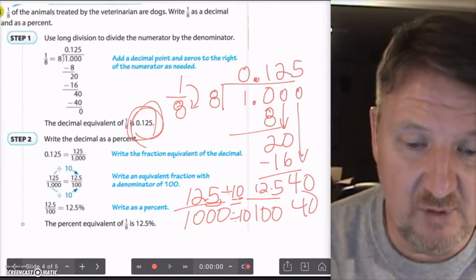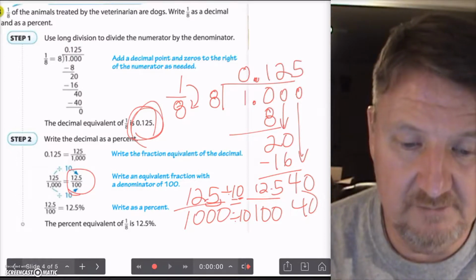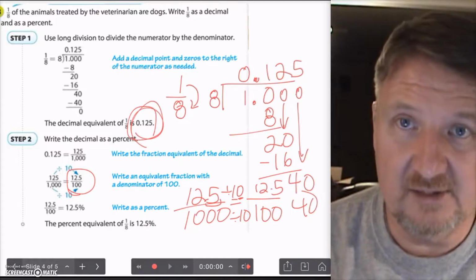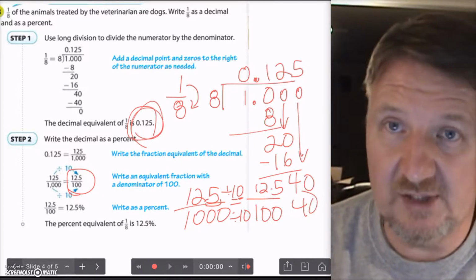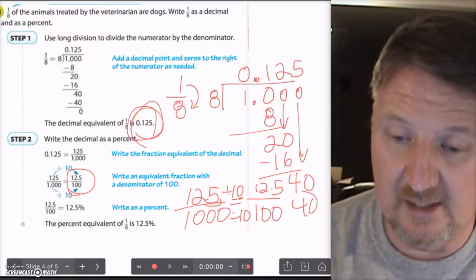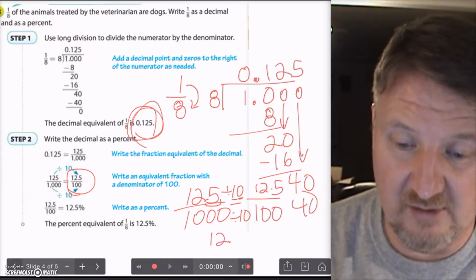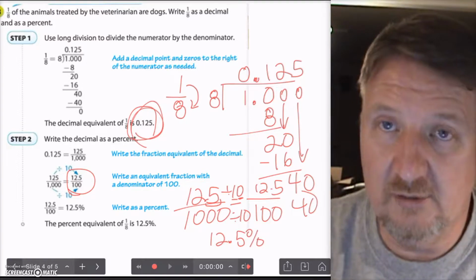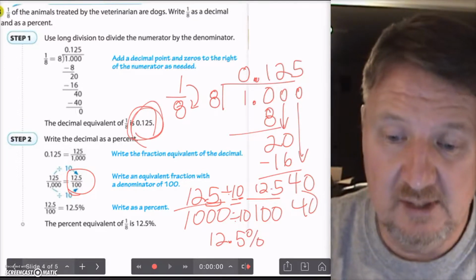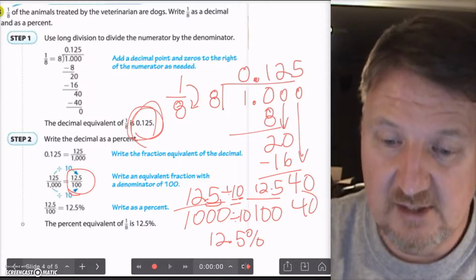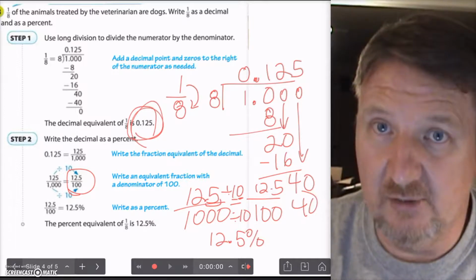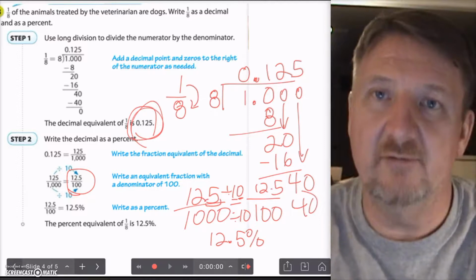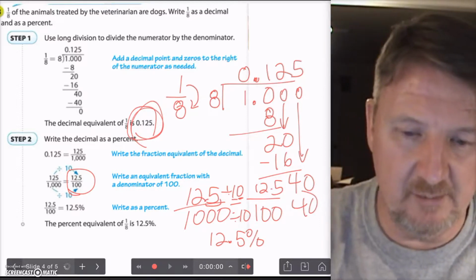So now that I have 12.5 over 100, I can easily turn it into a percent. I get rid of the fraction bar, get rid of the 100, and I just put a percent on the end. Okay, so 125 thousandths is the same as 12.5%, and it's the same as 12.5 over 100, or 125 over 1,000. All right, let's look at a couple examples.